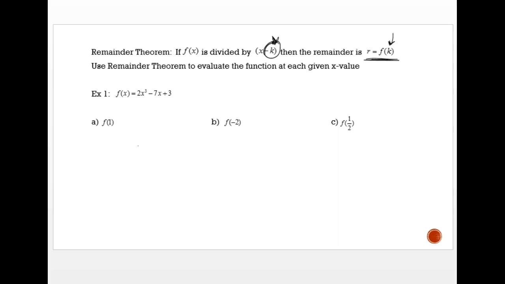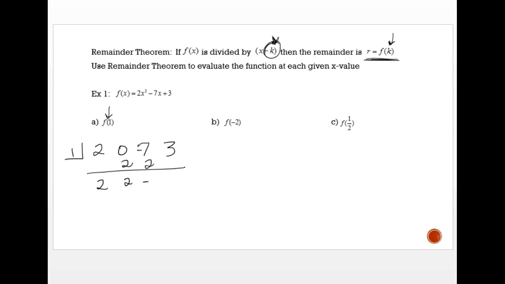So just like synthetic division, you're going to make sure you're in exponent order and pull your coefficients down. So I'm going to go 2, 0, 7, negative 7, and 3. Okay? X cubed, x squared, x, and then no x. All right? And I'm dividing by whatever I'm evaluating at, 1. So let's figure this out. If I drop the 2 down, multiply, 2 times 1 is 2.